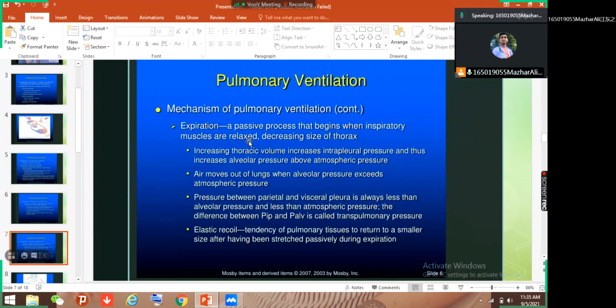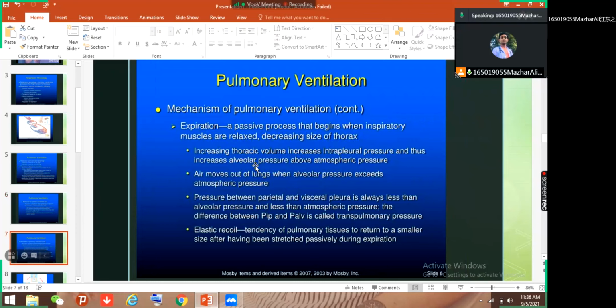So that begins when inspiratory muscles are relaxed. When inspiratory muscles relax, there is a decreased size of the thorax, and then expiration happens. Decreasing thoracic volume increases intrapleural pressure and thus increases alveolar pressure above atmospheric pressure. When alveolar pressure is more than atmospheric pressure, expiration happens.